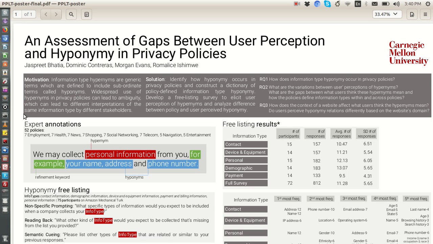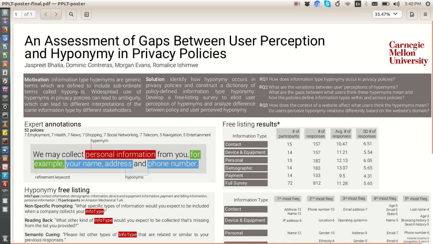Now the solution that we have was to identify how hyponymy occurs in privacy policies and construct a dictionary of policy-defined information type hyponymy. We will also develop a free listing survey to elicit user perception of hyponyms and analyze the difference between policy and user perceived hyponyms.